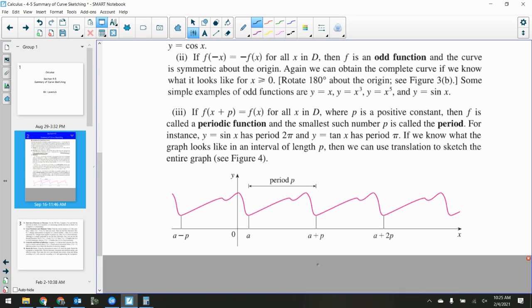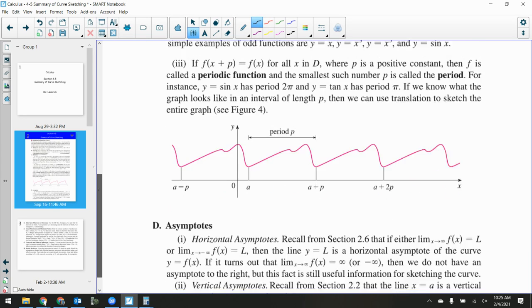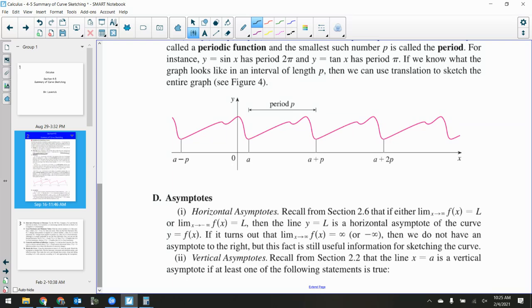Okay. The next thing we're going to talk about is asymptotes, right? To find horizontal asymptotes, remember, you have to look at what happens on the far right side and the far left side, right? As x approaches infinity or as x approaches negative infinity of that function. If the limit as x approaches infinity of f of x is equal to a number L, or as x approaches negative infinity is equal to L, then the line y equals L is a horizontal asymptote.